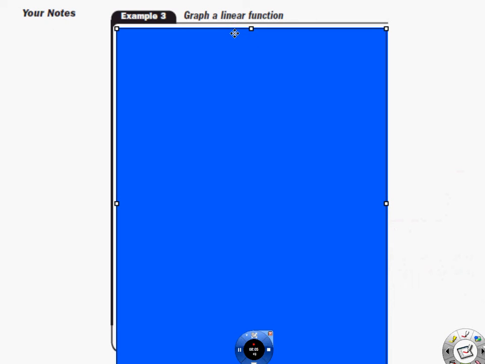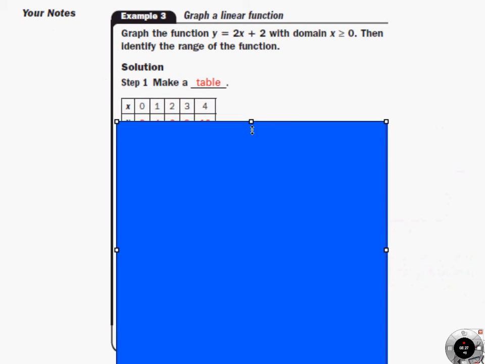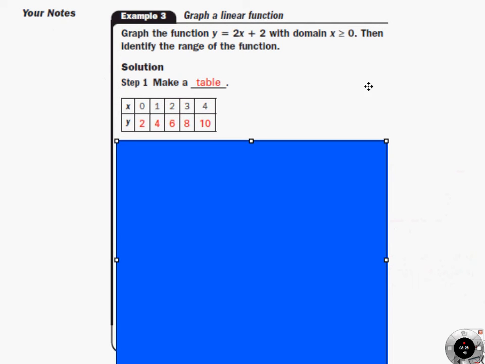Now, the next type of problem that you'll encounter in 4.2 is you'll be asked to graph the function when you're given a restriction in the domain. And once you've done that, you'll be asked to identify the range of a function. Well, the first thing that we need to do is the same thing as we have for all of our functions when we're asked to graph. We make a table.